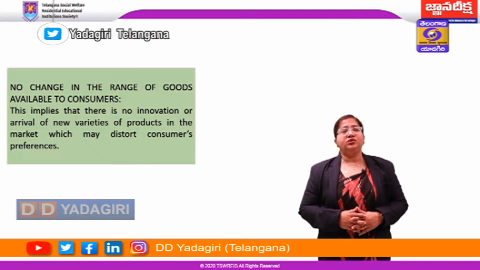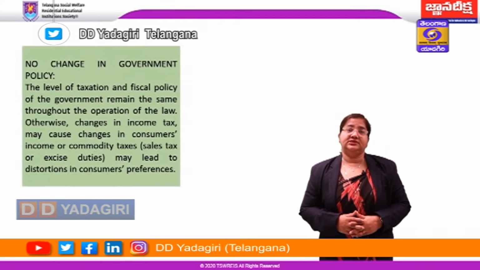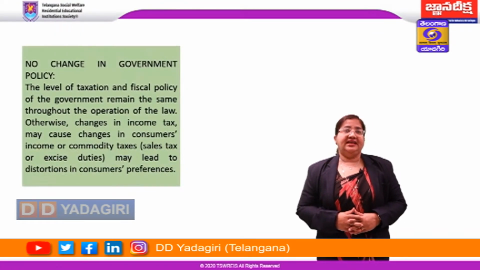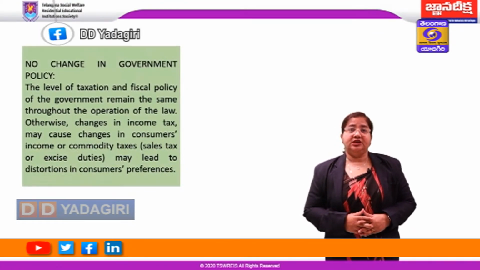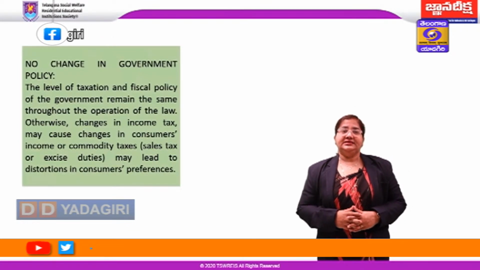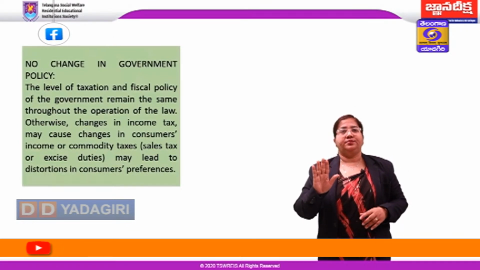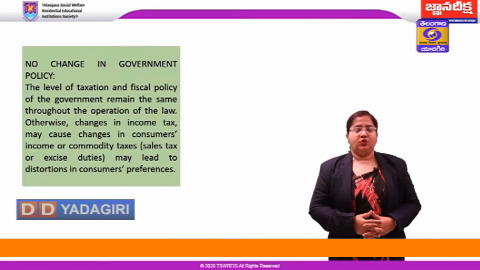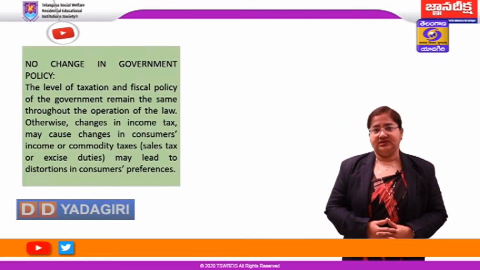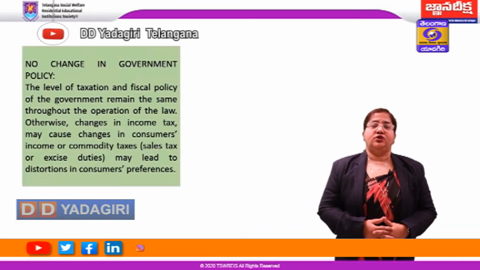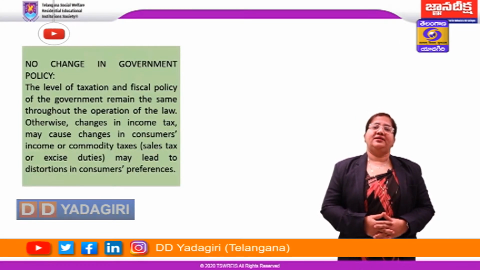The next factor is no change in government policies. Here, the level of taxation and fiscal policy of the government remain the same throughout the operation of the law. So these are the factors we consider that should remain constant throughout the operation of the law. Then only the law of demand operates, otherwise it is invalidated.